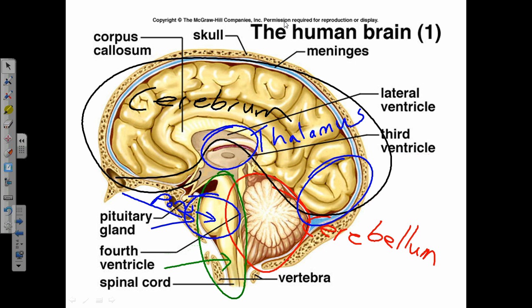But just below the thalamus, right in here, is what we call the hypothalamus, which means below the thalamus. Whenever you hear hypothalamus, you ought to think what one word?